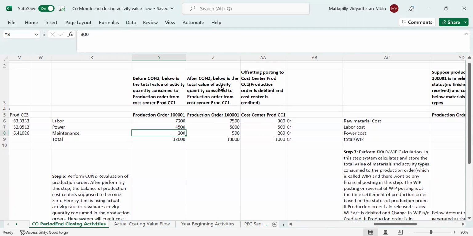After CON2, that means after revaluation of the production order, the system has revalued the quantity consumed from these production orders, multiplied by the actual activity rate. The system uses the actual activity rate to revaluate the actual quantities of the various activity types consumed from that production order. So here in this case, labor activity: after revaluation of the order, labor has become 7,500.